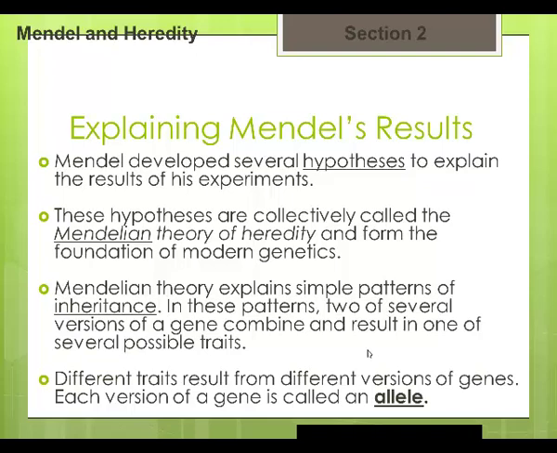Anytime we talk about the different possibilities that we get from a parent as far as the genetic information, each version of a gene we will call an allele. So an allele is one version of a gene. So for example, blue eyes, brown eyes. If we were talking about the blue eye allele, it would be only one version of the gene that codes for eye color. There are numerous versions of the gene that code for eye color. So anytime we talk about one of those possible versions, we call that an allele.